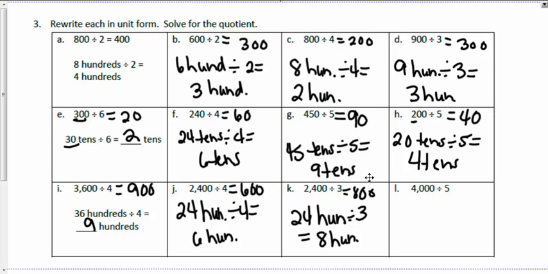All right, I hope you didn't say 4 thousandths divided by 5, because you can't take 4 and divide it by 5, but you can take 40 hundredths and divide it by 5, and that equals 9 hundredths, which equals 900. Okay, a few more problems.